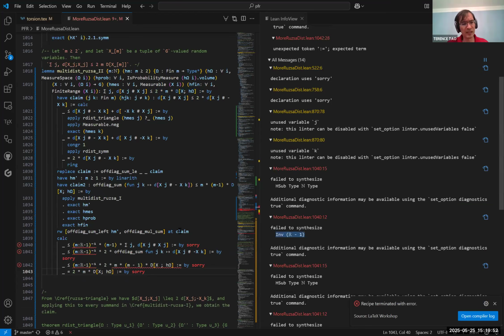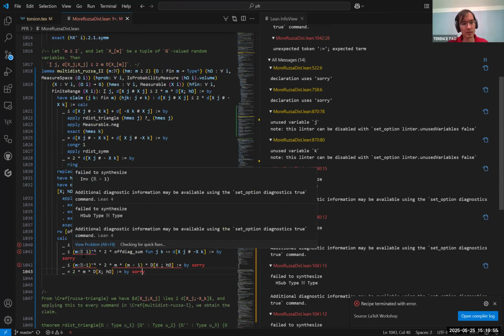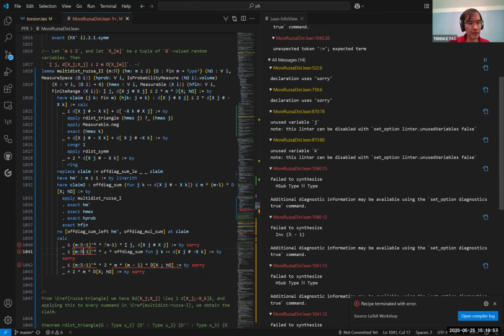Fail to synthesize inverse of r minus 1. Oh. Okay. It's trying to subtract 1 from the entire real numbers, because that's not what I want at all. Okay, let's do that.